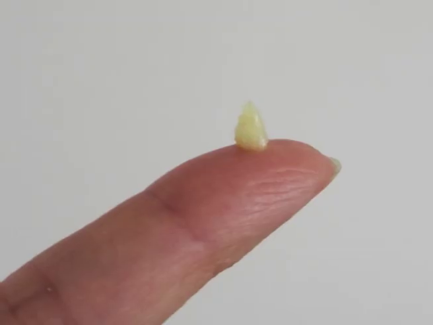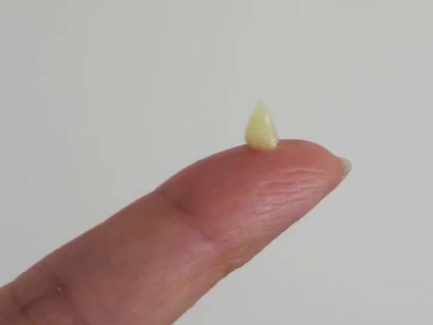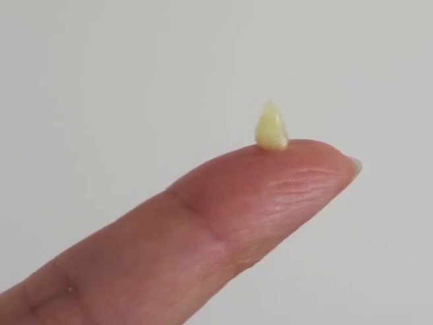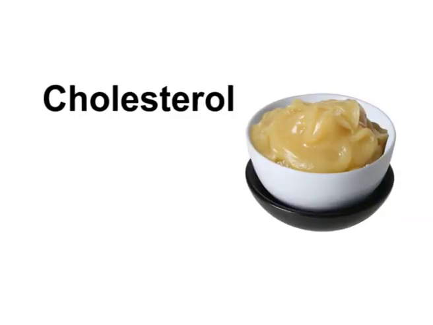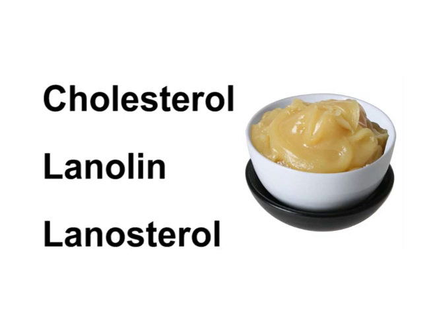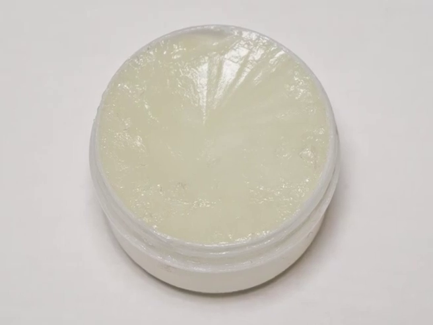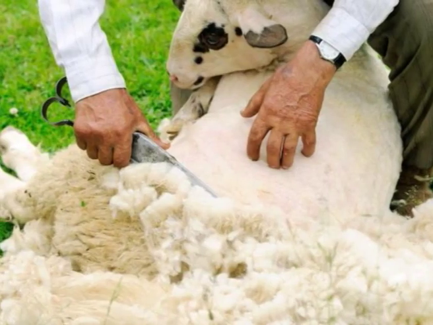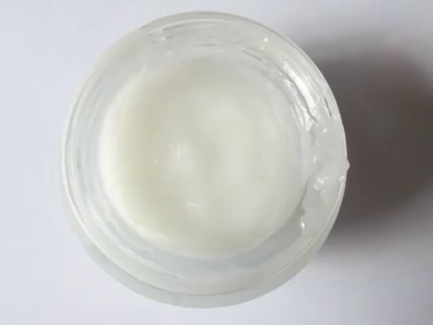Absorbent bases. These are the hydrophilic mixtures of hydrocarbons and substances with polar groups. Substances like cholesterol, lanolin, lanosterol may be used in the formulation of absorption bases. Example: hydrophilic petrolatum, hydrous wool fat, and oily cream.